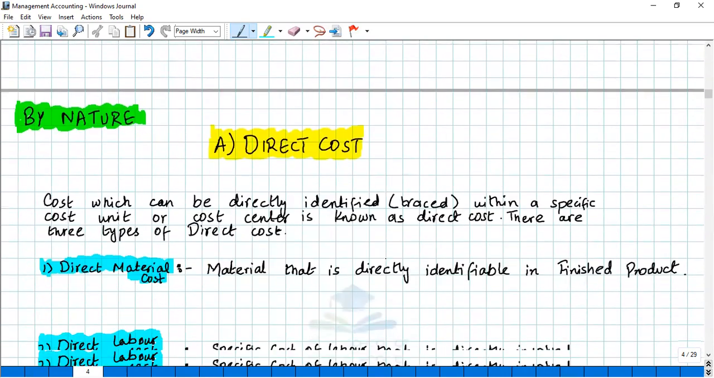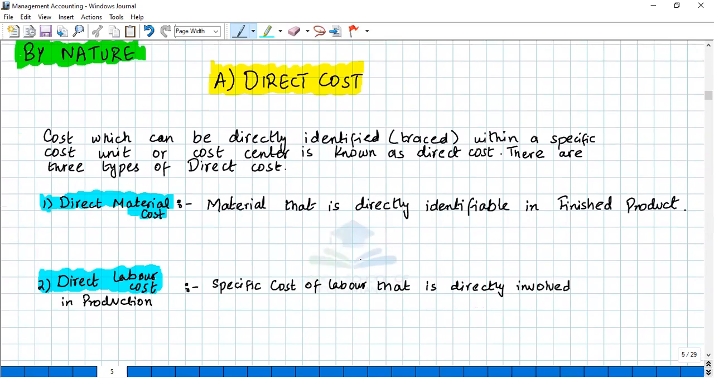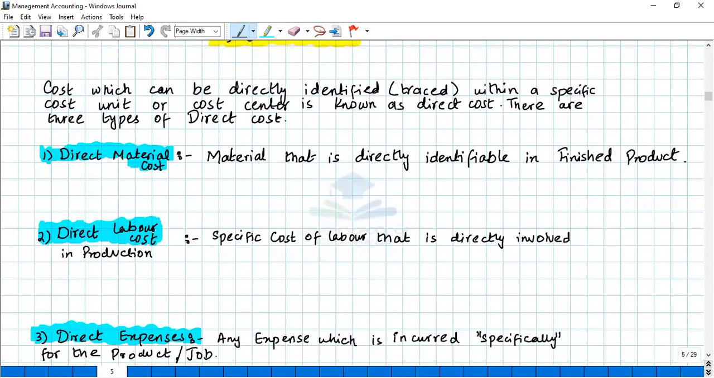Now moving on to the next criteria or basis of classification, classification by nature. By nature, cost is of two types, direct cost and indirect cost. Direct cost is a cost which can be directly identified, traced, attributed, related to the cost unit or a cost center. It is known as direct cost. So, making things simpler for you, if a cost can be directly traced in a finished unit, in a finished product, you'll say that this cost is a direct cost. Direct costs are further of three types.